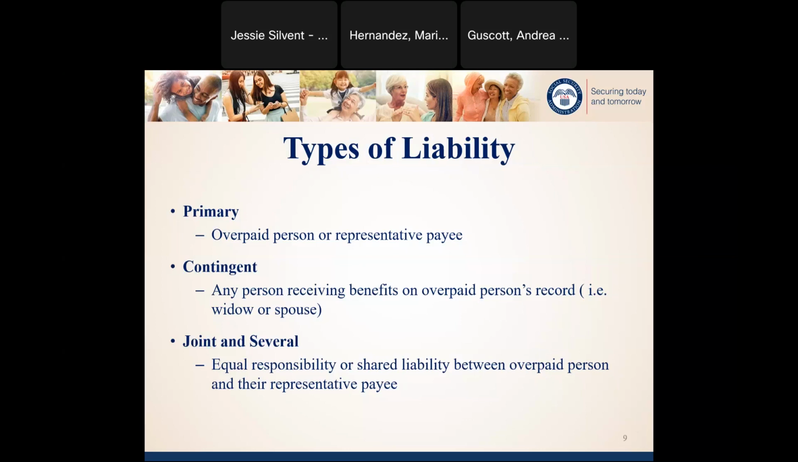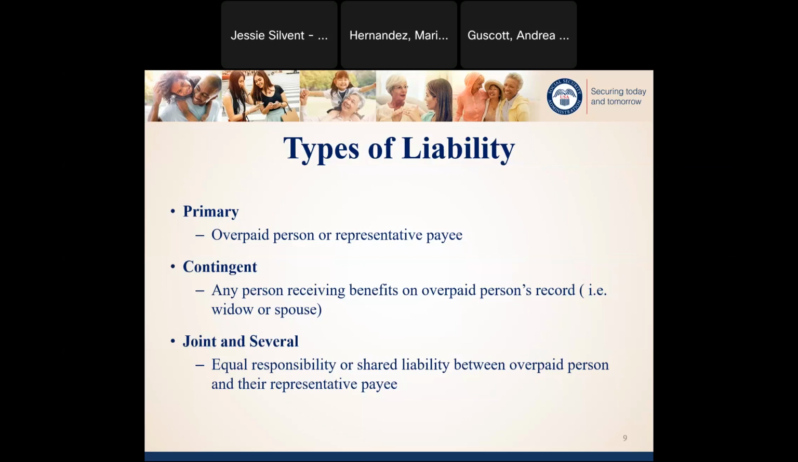The first being primary. That is when the overpaid person or the representative payee are directly liable. For anyone who's not familiar with the representative payee program, if someone is deemed incompetent of responsibly managing their own Social Security benefits, we will elect someone to receive that benefit on their behalf. Could be a spouse, family member, agency, a friend that they trust, a relative, but it's that person's responsibility as the representative payee to ensure that that person's basic needs are met, food, shelter, clothing, and that the money is being used for their care.